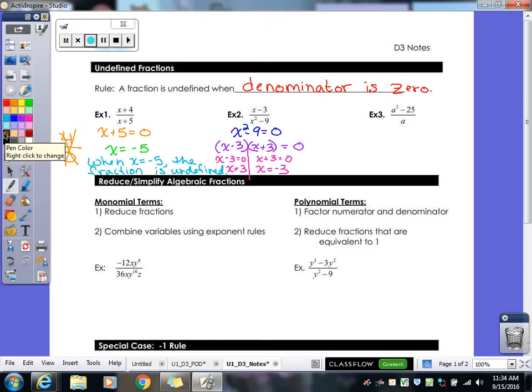And then the third one, even if it's just one letter there, set it equal to 0. a cannot be 0. Because if a is 0, our fraction is undefined. So as we go through with our fractions, you kind of have to keep that in mind. It's one of those unwritten things. You always have to keep track of what makes a fraction undefined, because those aren't going to be able to be our answers.